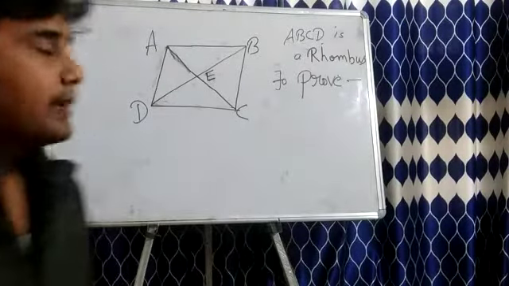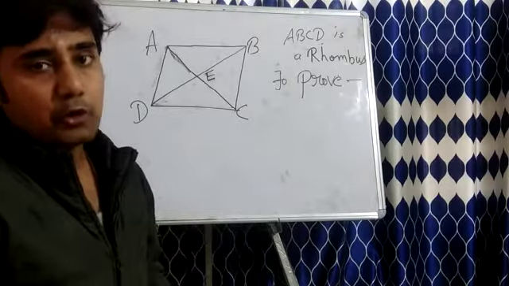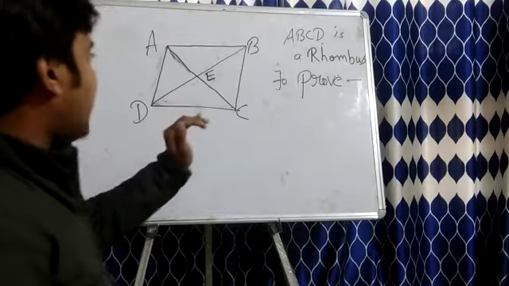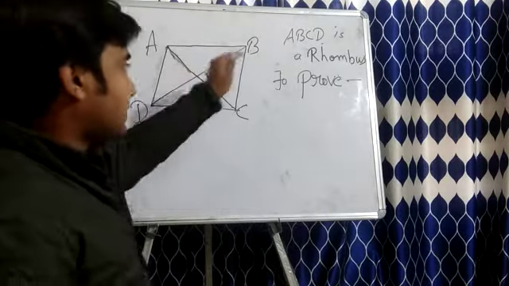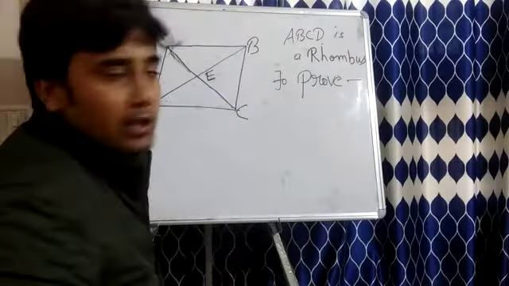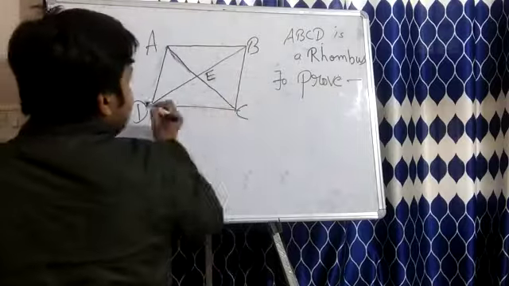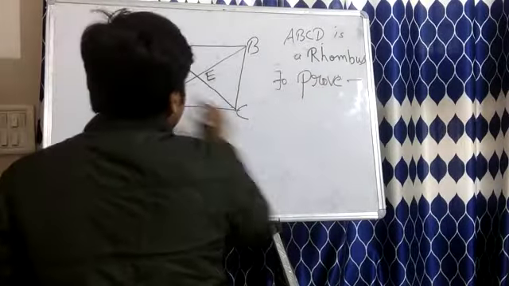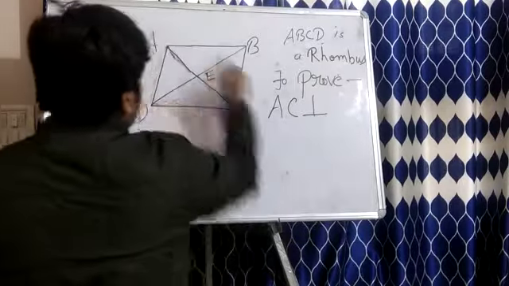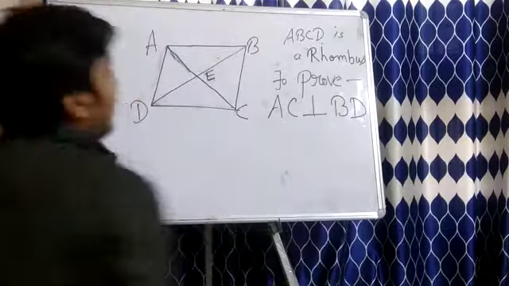Good afternoon, friends. Now, continuing the topic of application of congruency, let us prove in this video that in a rhombus, the diagonals are perpendicular to each other. That is, what is given to us is that ABCD is a rhombus, and what we have to prove is that AC is perpendicular to the other diagonal, that is BD. Okay, this is what we have to prove.